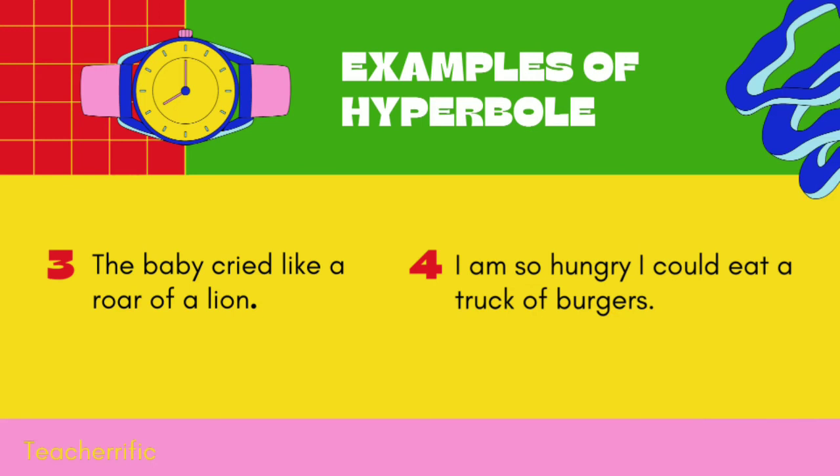Here are more examples of hyperbole. Number 3. The baby cried like a roar of a lion. In this sentence, the exaggeration is the baby crying like a roar of a lion, which only means that the baby cried loudly. I am so hungry that I could eat a truck of burgers. This is an exaggeration, which only means that you are very, very hungry.